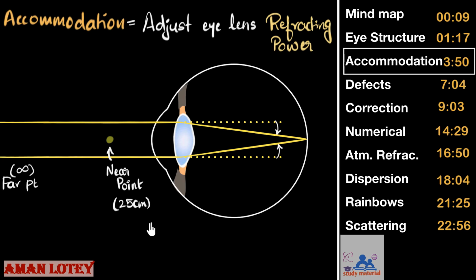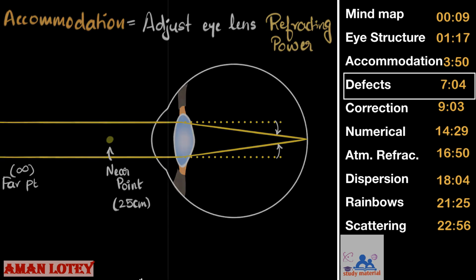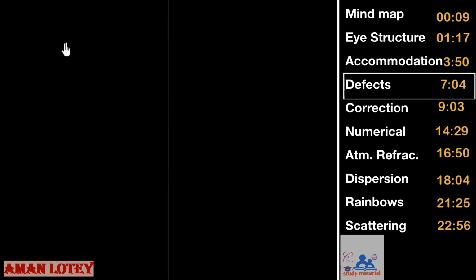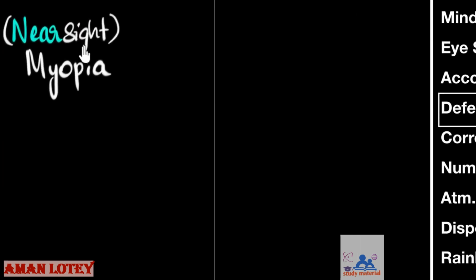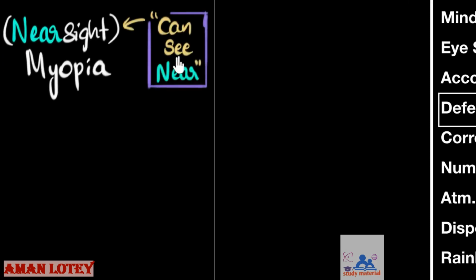But what if our eyes are defected? So that now brings us to the next topic, defects in our eye. So there are three major defects that we need to study. The first one is called myopia, meaning nearsightedness. This means that the person can see things which are near to him or her.